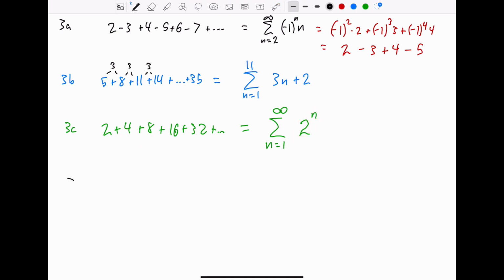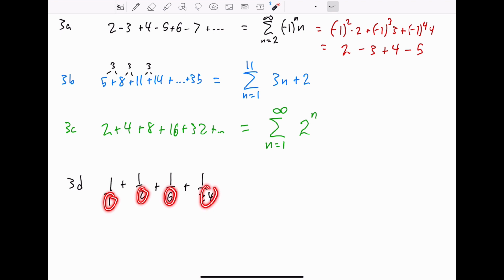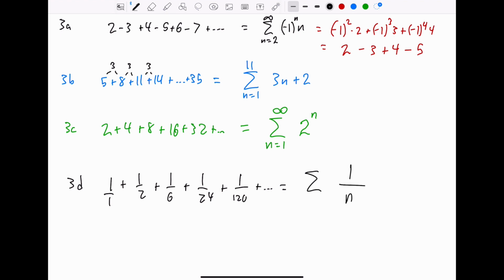For 3D, we have the sum 1 plus 1/2 plus 1 over 6 plus 1 over 24. And I'm going to write this actually as 1 over 1, and my focus here is on the denominators. This is a pattern that we want to recognize. These are the factorials. We have 1 factorial, 2 factorial, 3 factorial, 4 factorial. The next term here would be 1 over 5 factorial, which is 120. So for this series, I have 1 in the numerator, and I'm dividing by n factorial in the denominator. n starts at 1, so I'm going to start from 1 and go to infinity.